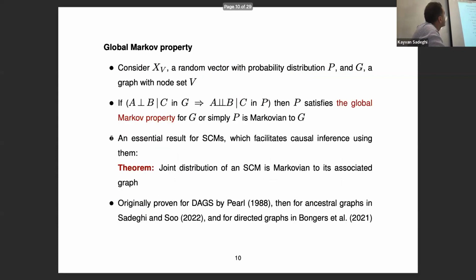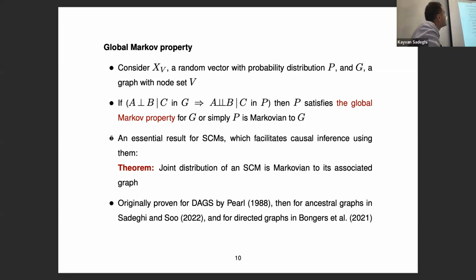But why is this important? Because then separation in graphs and independencies in probability distributions get related to each other, and that's the main idea of graphical models. A simple way to do that is based on the concept of the global Markov property. It's a one-way direction. It basically says you have a random vector V and a graph with node set V. If there is separation in the graph, then there is conditional independence in the probability distribution. If this holds, then we say that P satisfies the global Markov property for G, or simply P is Markovian to the graph. So it's a way to connect graphs and probability distributions. And this is essential for causal inference using interventions in SCMs. That's the main thing being used in the theory of SCMs.